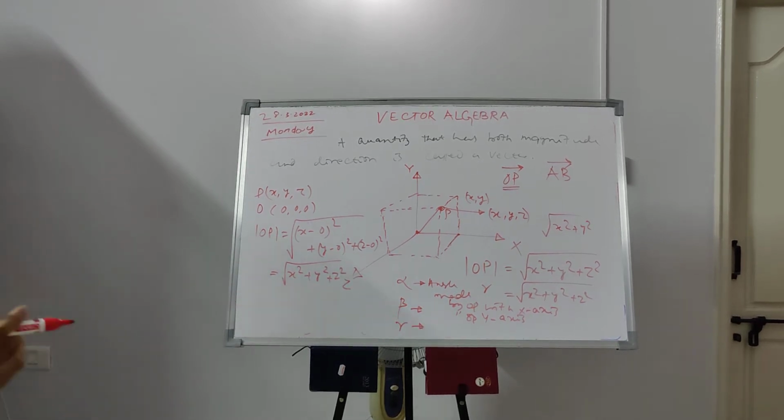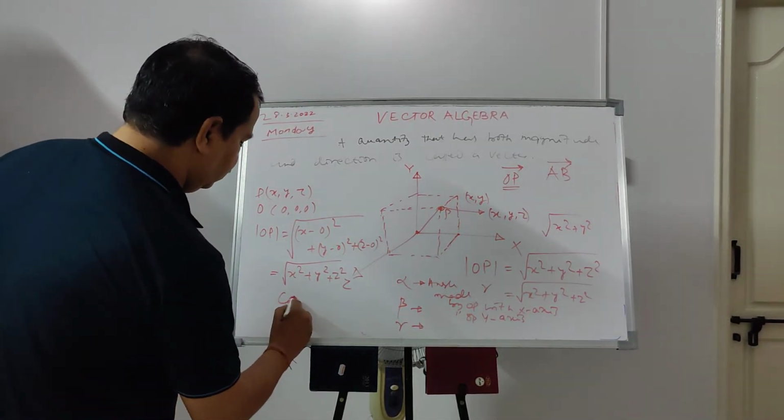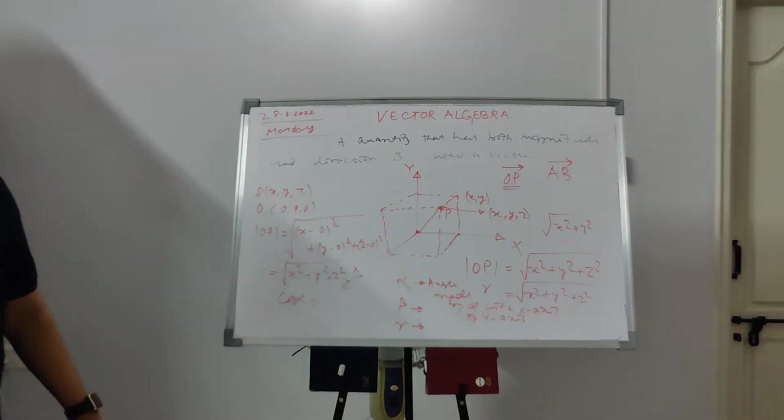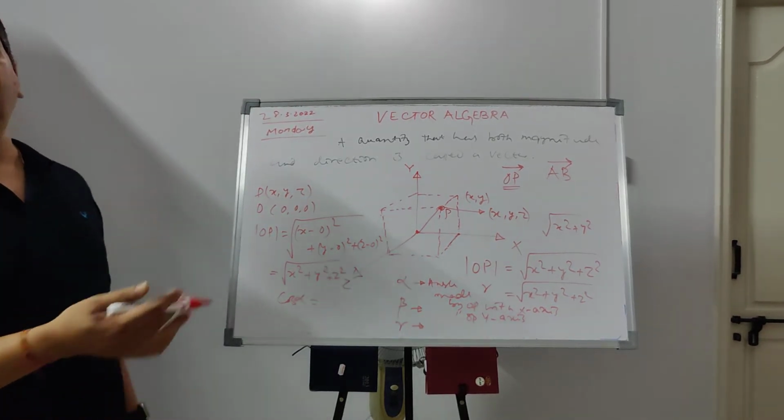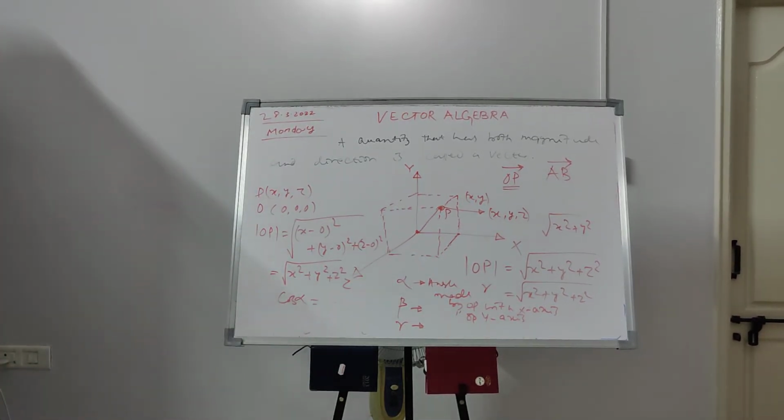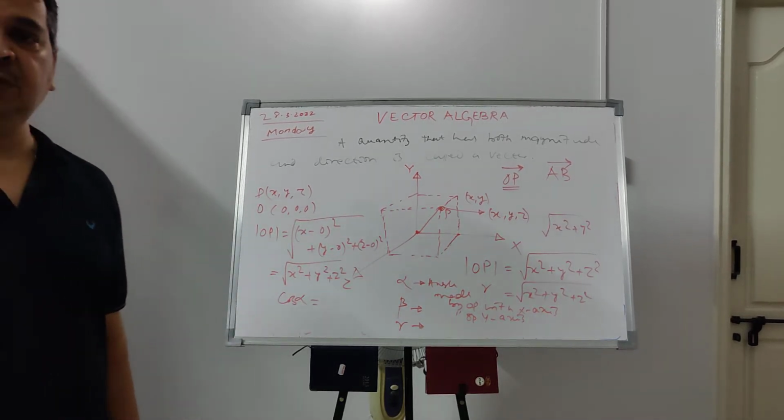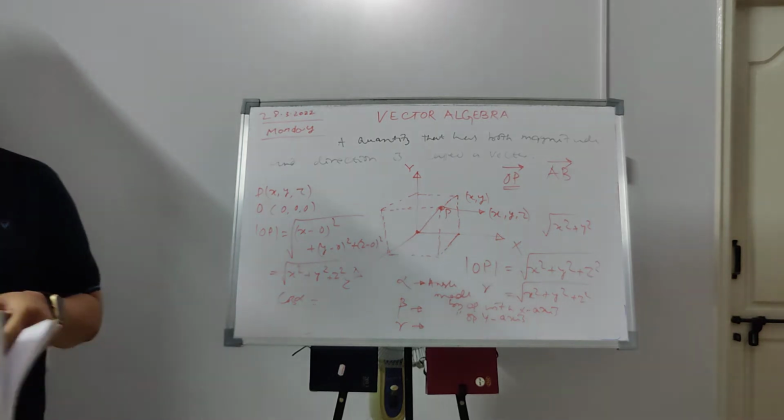So what is direction cosine? If you take the cos of the angle, that is called direction cosine. It will tell you the direction. There are three direction cosines for a point in three-dimensional space, and two direction cosines for a point in two-dimensional space.